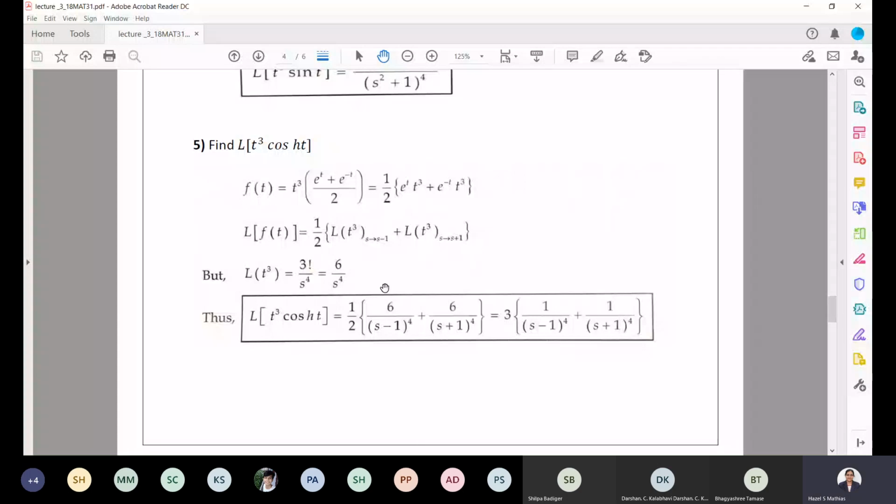Okay, let's continue. So what is the Laplace transform of t power n when n is a positive integer? It is n factorial divided by s power n plus 1. So Laplace transform of t power 3 will be 3 factorial divided by s power 3 plus 1, that is s power 4. 3 factorial is 6, so 6 divided by s power 4. Now what do we have to do here? Half times, wherever s is there, you have to replace by s minus 1.